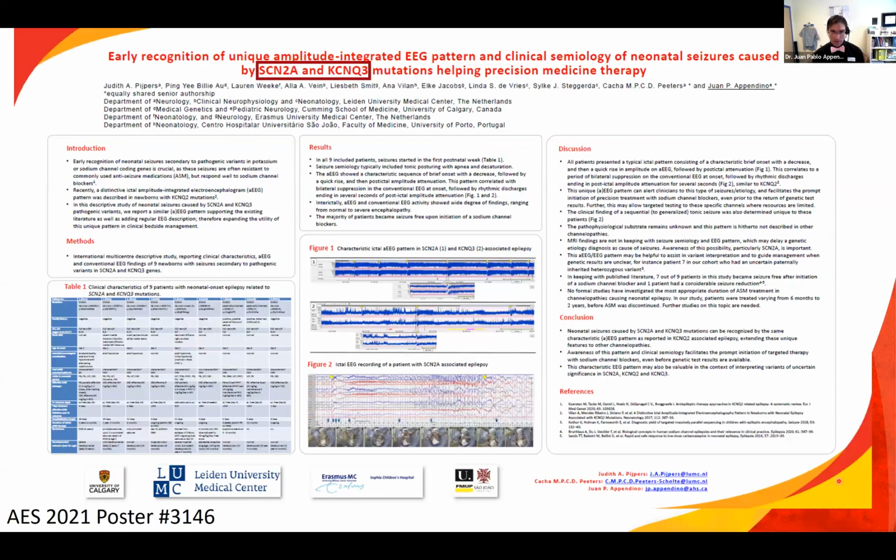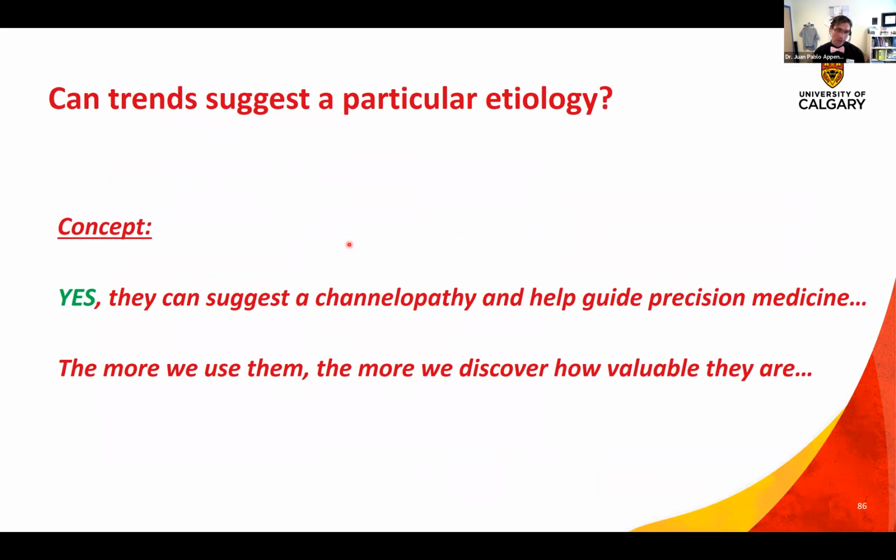And this is the poster we presented. We have 9 cases, and interestingly, when we were presenting this, one of our colleagues picked up another patient, knowing now the pattern, having learned about this, and it was an SCN2A. So in our case, we don't know if it is the one that we just got last week, whether it's KCNQ2 or 3, but the answer is yes. There are certain patterns that could suggest a channelopathy at least, and can help guide precision medicine.